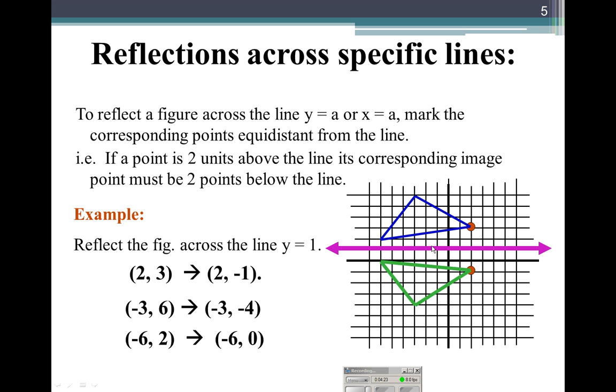The point (-3,6) is 1, 2, 3, 4, 5 units above the line. Reflect it 1, 2, 3, 4, 5 units below the line to (-3,-4). The point (-6,2), it's 6 left, 2 up, but it's only 1 above the line. Move it 1 below the line. Everything that's on the top of the line goes the same distance below the line.